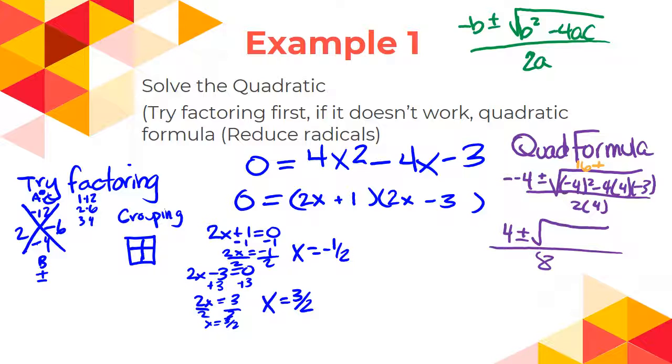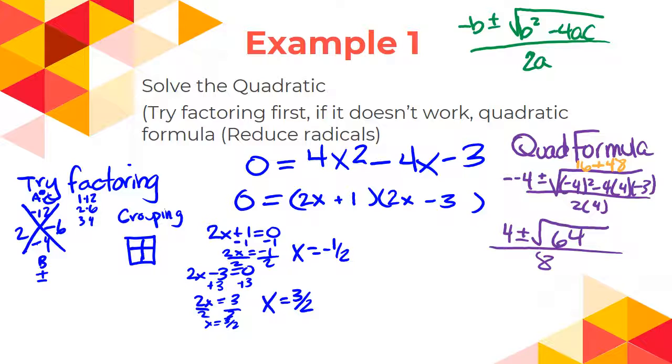And then we're going to have 16 times 3. So we end up with 48. So if I add those together, 16 plus the 48, we have 64. So 64 is what's going to go underneath my radical.